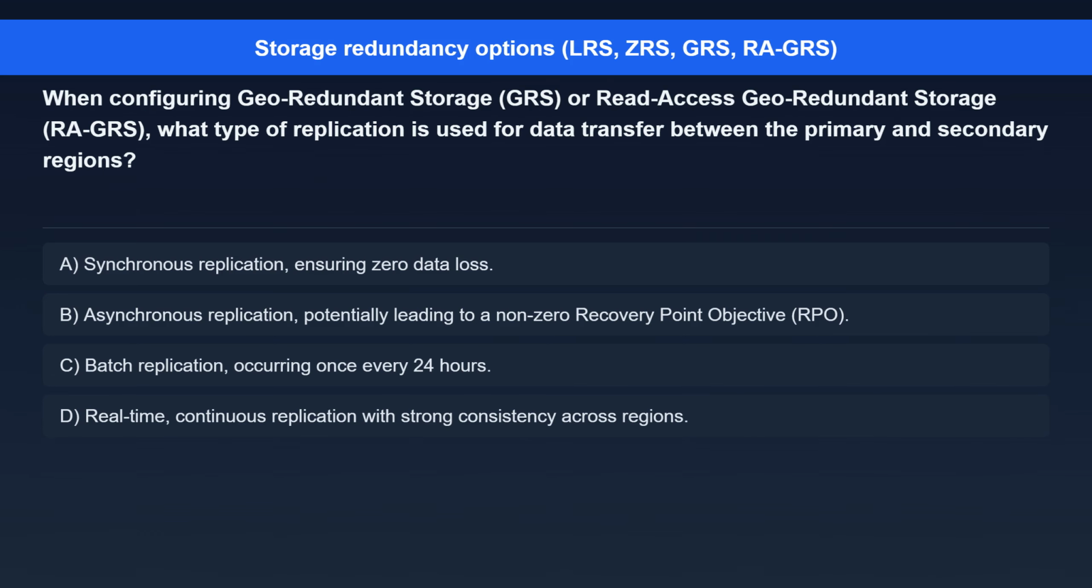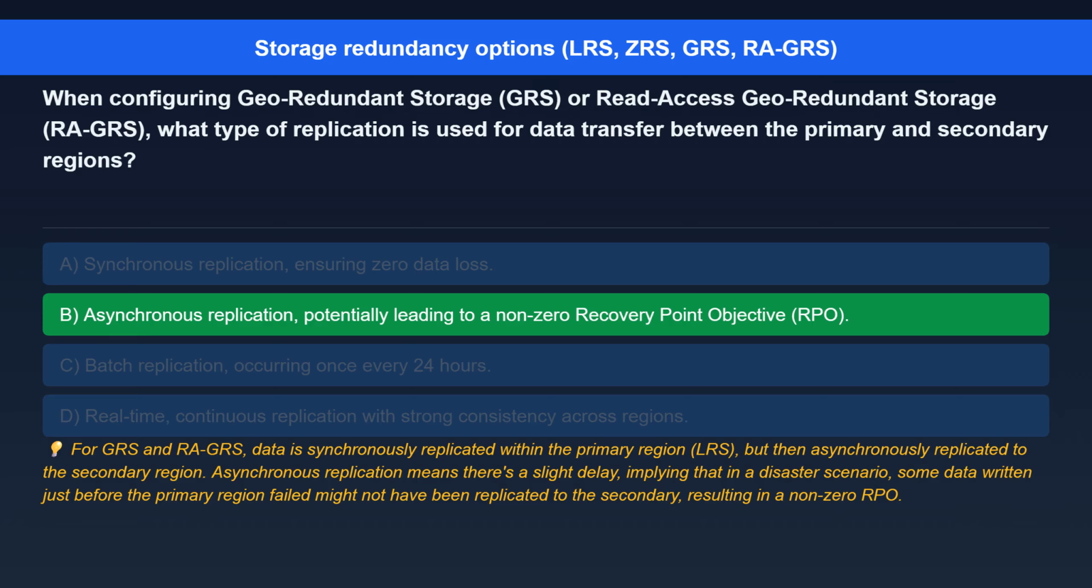Question 9. When configuring geo-redundant storage, GRS, or read-access geo-redundant storage, RA-GRS, what type of replication is used for data transfer between the primary and secondary regions? Option A. Synchronous replication, ensuring zero data loss. Option B. Asynchronous replication, potentially leading to a non-zero recovery point objective, RPO. Option C. Batch replication, occurring once every 24 hours. Option D. Real-time, continuous replication with strong consistency across regions.